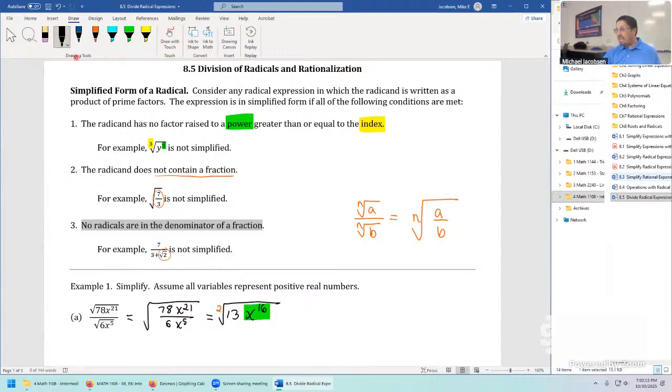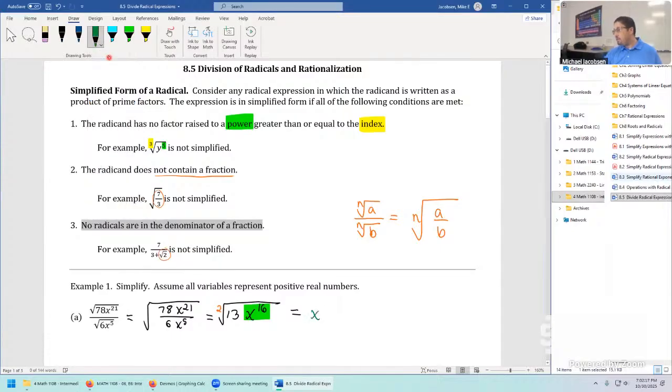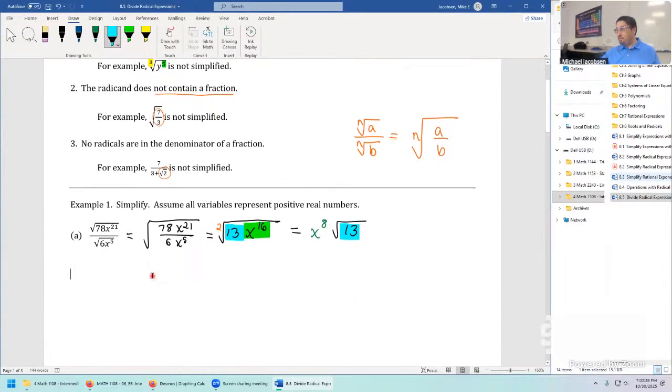The index is 2, so we'll divide into the 16, and we get, as an overall answer to this one, x power 8 times the square root of 13. So the 13 would just copy into this one. At this stage, it is simplified. Root 13 is to a power of 1. It doesn't factor down. There's no denominator inside here. Root 13 isn't in a denominator itself. So there's nothing further to do with this one. So it's a fantastic formula. It tells us we can just put roots together and simplify from there.